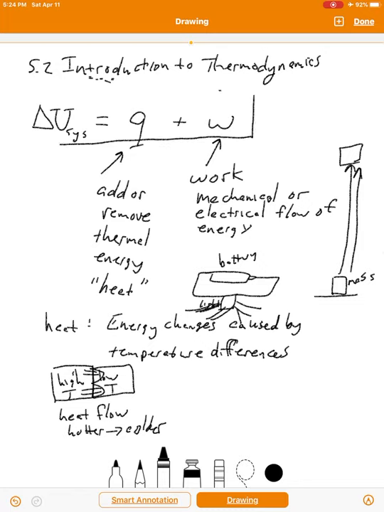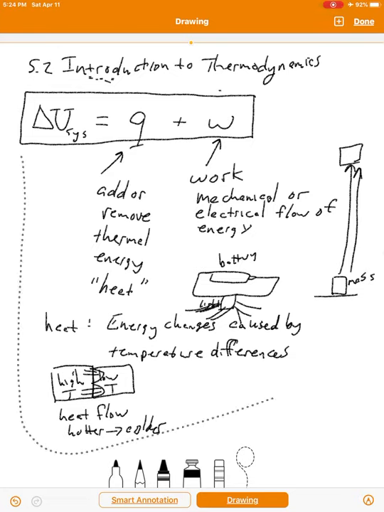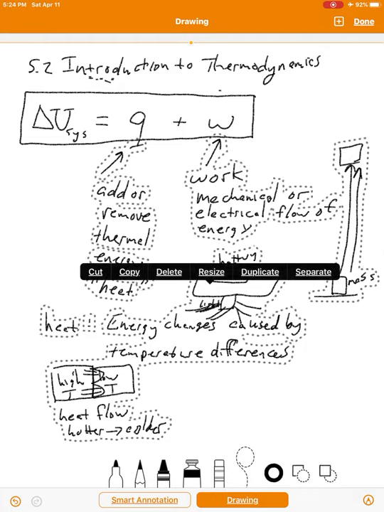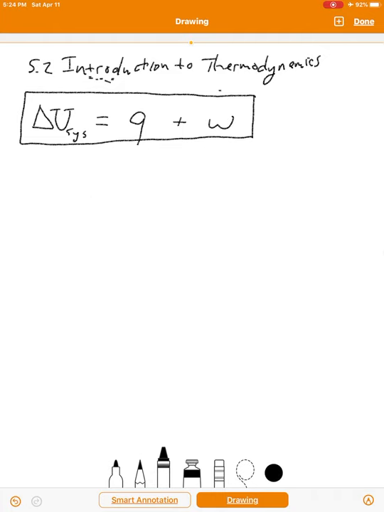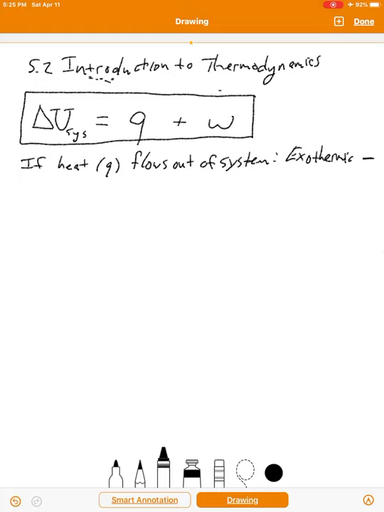So the change in internal energy of a system is equal to the sum of these two quantities: the amount of heat that flows into or out plus the amount of work that's done on or by the system. Let's talk a little bit about the terminology here. It's all very important. If heat, which is Q, flows out of the system, we call this exothermic, and the mathematical sign of that is negative. The heat flow is negative, and we call that exothermic.